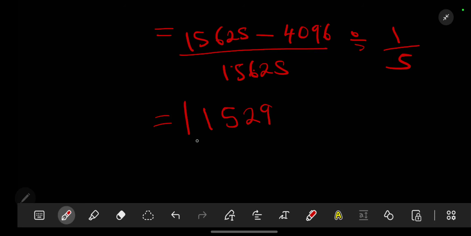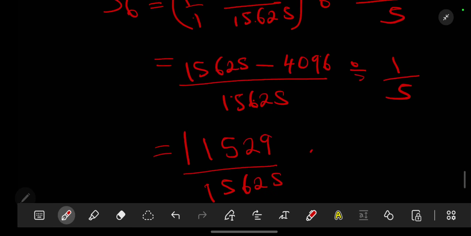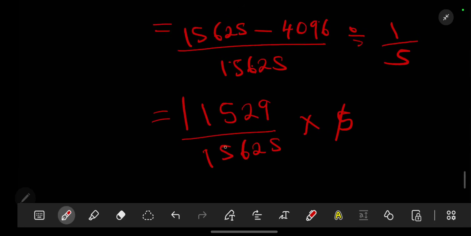11,529, sorry. Then we are going to divide over 15,625. Then this division can turn into multiplication. The 5 will go up, so this is what we have. So 5 can be reduced, so we have 15 divided by 5 is 3. 15 divided by 6 is 1, remainder 1. 12 divided by 5 is 2. So we are going to write our 2 like that. 25 divided by 5 is 5.